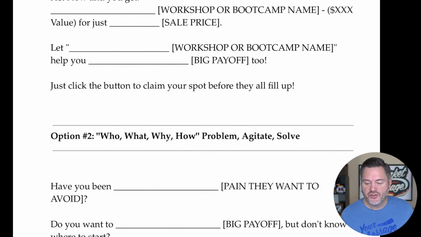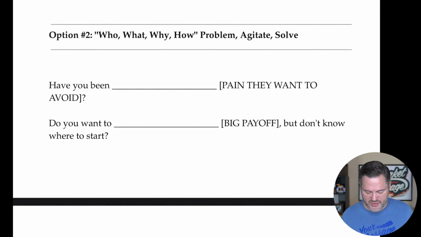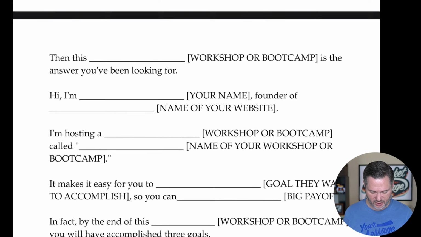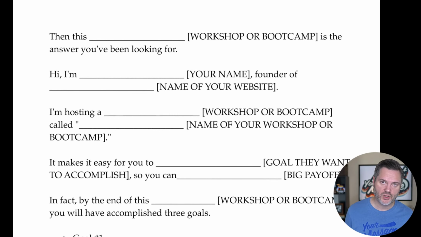All right, now I do offer, and I'm going to go through this, it's very similar, but I'm going to point out some nuances. There is a second option here. It's a little bit different. It's called the who, what, why, how, but it follows a proven copywriting formula called problem, agitate, solve. So it's point out the problem, really dig into what the problem is, and then show how your thing helps solve that problem, right? So have you been trying to avoid the pain? Do you want a big payoff, but you don't know where to start? This workshop, boot camp, course, or membership community is the answer you've been looking for.